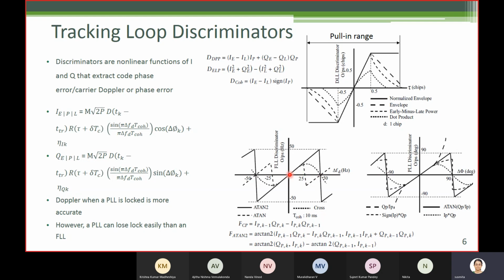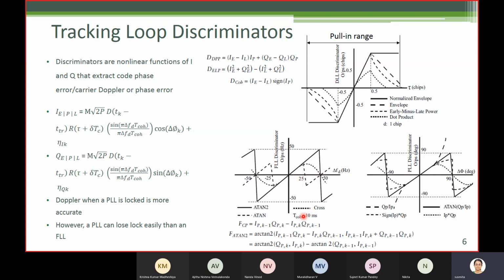When a loop is locked, it means that the corresponding error which you are trying to make zero is near zero. So when the error instead of coming here comes here, we call it false lock. So we need to make sure after acquisition the error is within the pulling range of the discriminator. Now after acquisition, it's not necessary that the error will be within plus minus 50 Hz or plus minus 25 Hz. So how to deal with that?